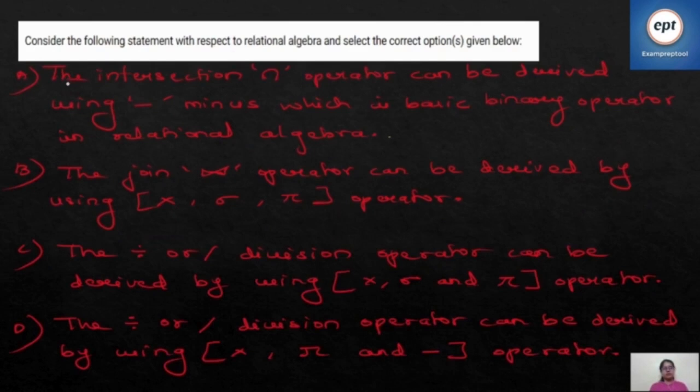So option 1 is A, given as the intersection. The intersection operator can be derived using minus, which is a basic binary operator in relational algebra. In this question we have to mark the correct options. Option A is saying that the intersection operator can be derived using minus, and minus is a basic binary operator. So let's check.